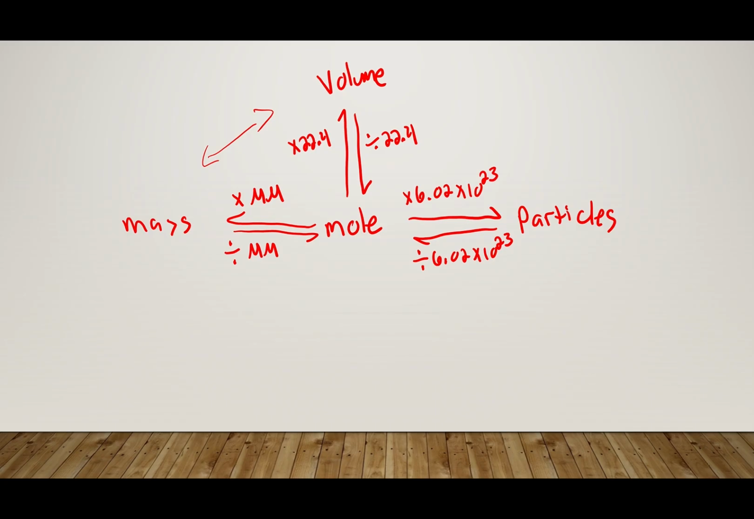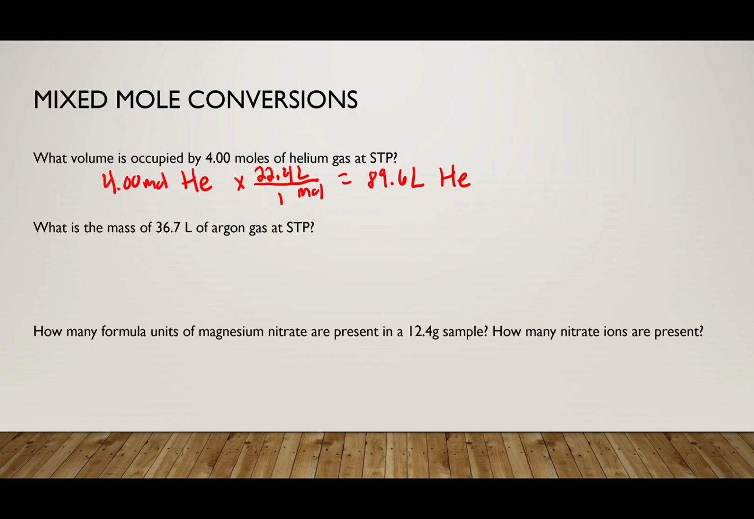We would have to convert our volume into moles and then our moles into mass. So we have 36.7 liters of argon, and we must first convert it into moles. So we want moles right now. We have liters. 1 mole of any gas is 22.4 liters of volume, and that gives us 1.64 moles of argon gas.